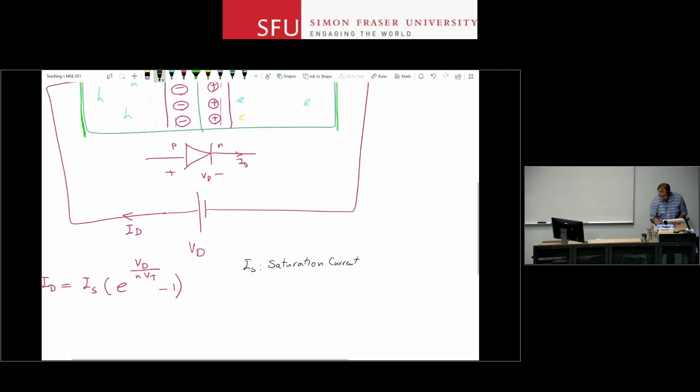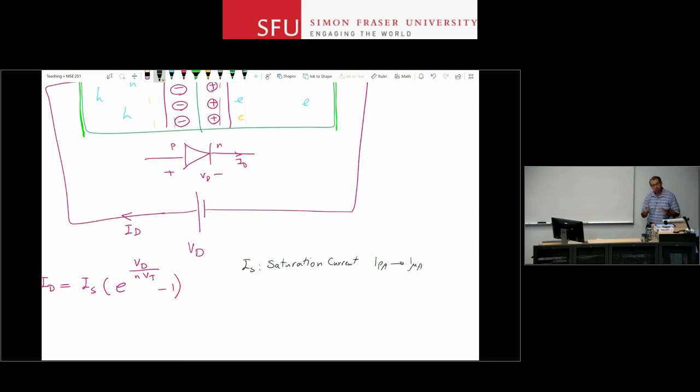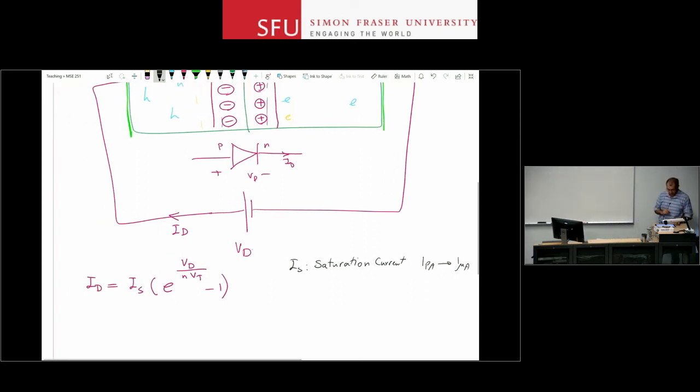And for the typical values, I'm going to say 1 picoamp to maybe 1 microamp. This is the common range, right? But as I said, you can push it all the way to femtoamps and attoamps, or maybe milliamps if you have a really, really big diode. It is proportional to the size of the device.